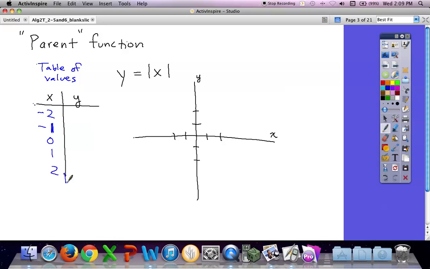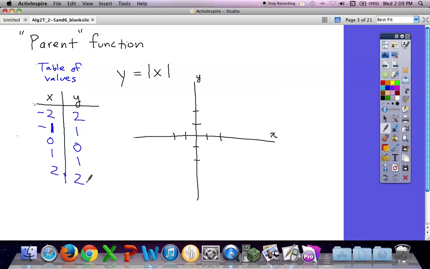Okay, now what happens if I plug in x equals -2 into the function? What's the value of y? Positive 2, right? The absolute value of -2 is positive 2. Plug in -1, y equals 1. Plug in 0, 0. Plug in a positive 1, positive 1. Remember, absolute value is always positive. It doesn't change a positive number. And plug in 2, and you get 2.